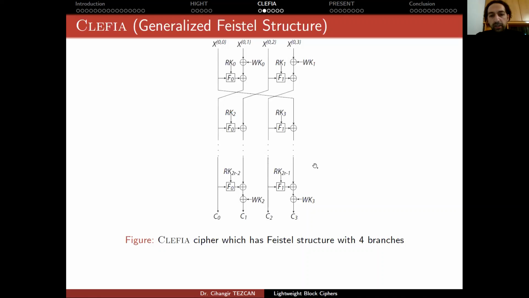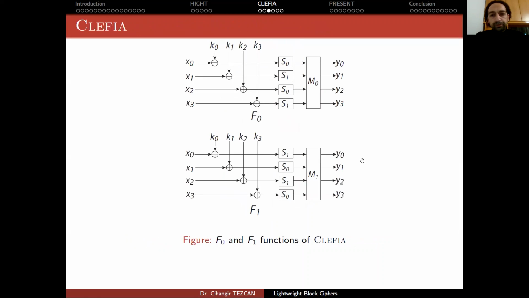As you can see, the Feistel structures always look alike, but the only difference is how you design this round function. The F0 and F1 functions of CLEFIA are defined as follows. F0 is here. As you can see, it is almost identical to F1. Let's look at F0 first. Your 32-bit word is divided into 4 parts. All of these X's actually represent a single byte.